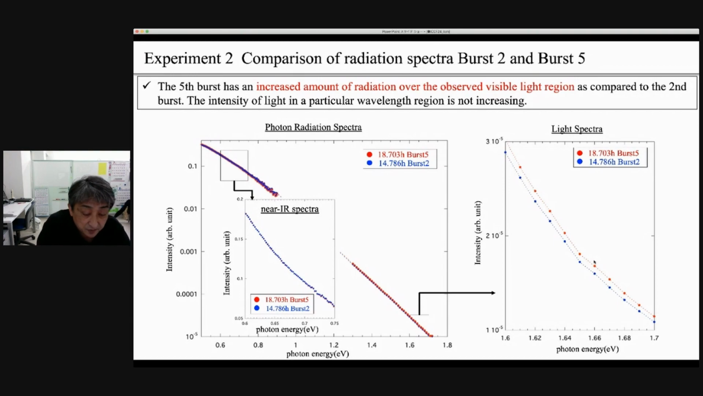The current measurement covers only part of the radiation of light, and the full picture has not been grasped yet. Therefore, in future, we would like to expand the measurement range and clarify the overall picture of the photon radiation, which will lead to information on the reaction mechanism.